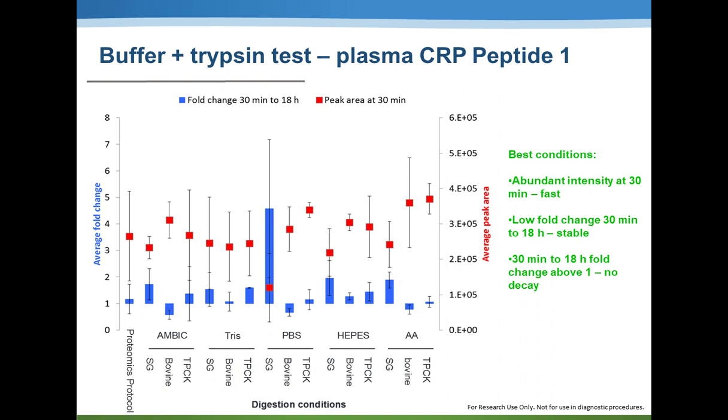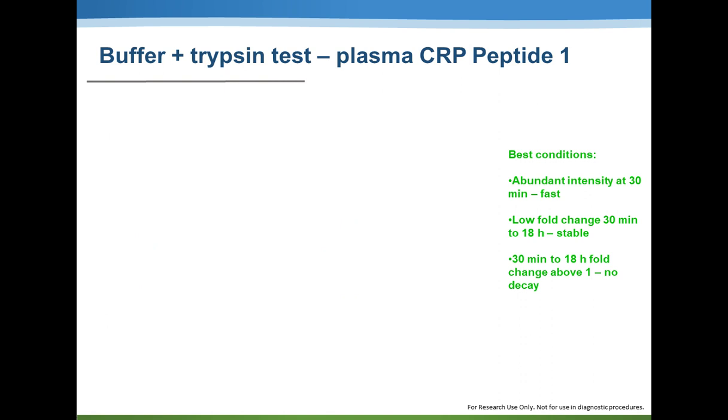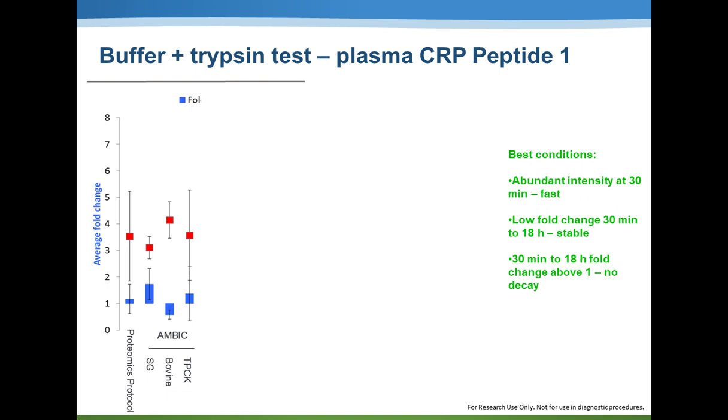For example, in this figure, in the PBS sequencing grade case, the peptides produced at half an hour are very low, but there's a big increase from half an hour to 18 hours. So this is a slow reaction. In general, the buffers studied here showed considerable differences. However, variations as a result of trypsin grade selection were far greater than those from the buffer systems.